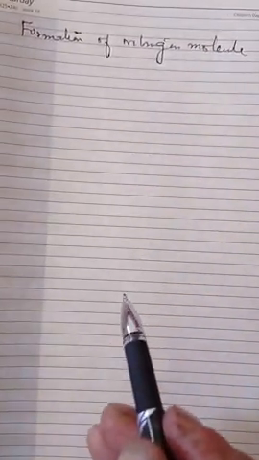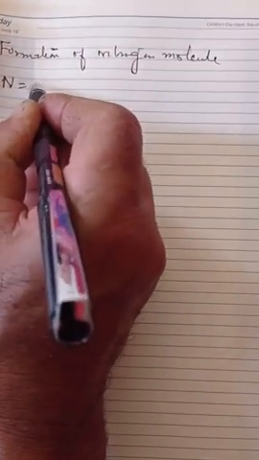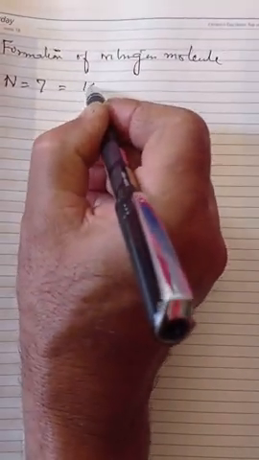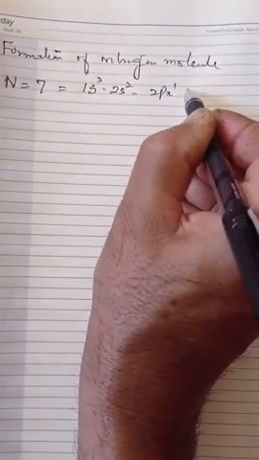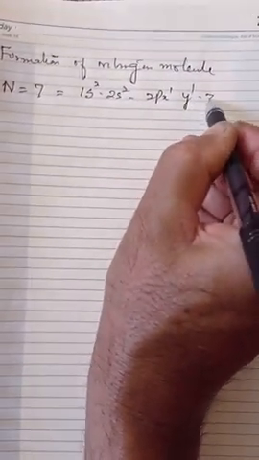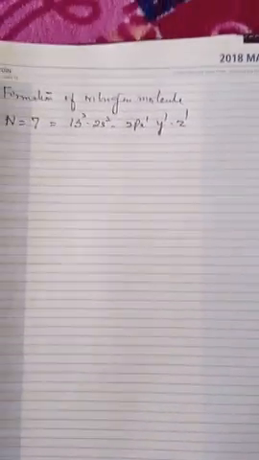So in case of nitrogen, the atomic number is 7. So it has the electronic configuration 1s2, 2s2, 2px1, 2py1, and 2pz1. That means in the nitrogen molecule there are 14 electrons to be accommodated.